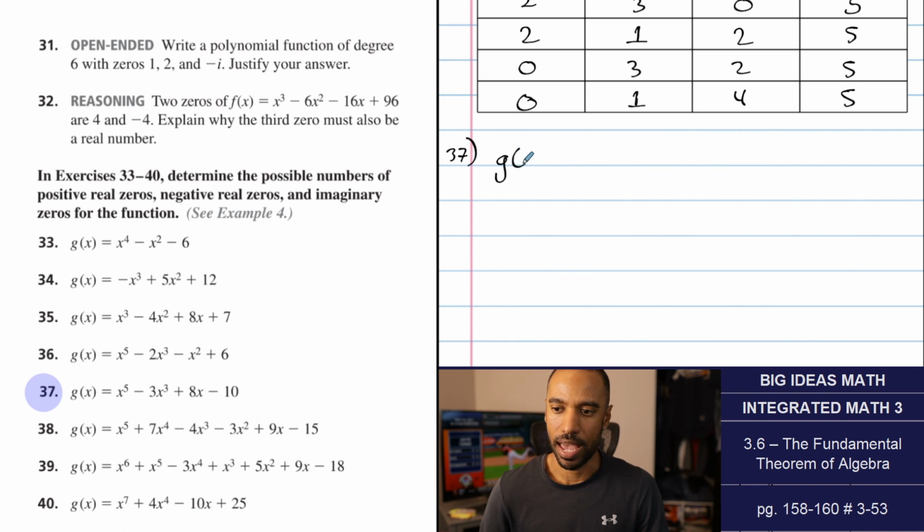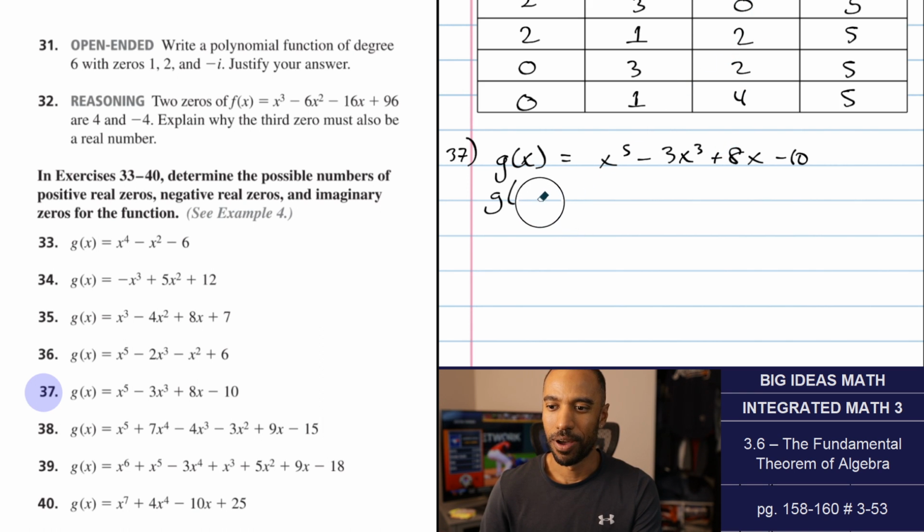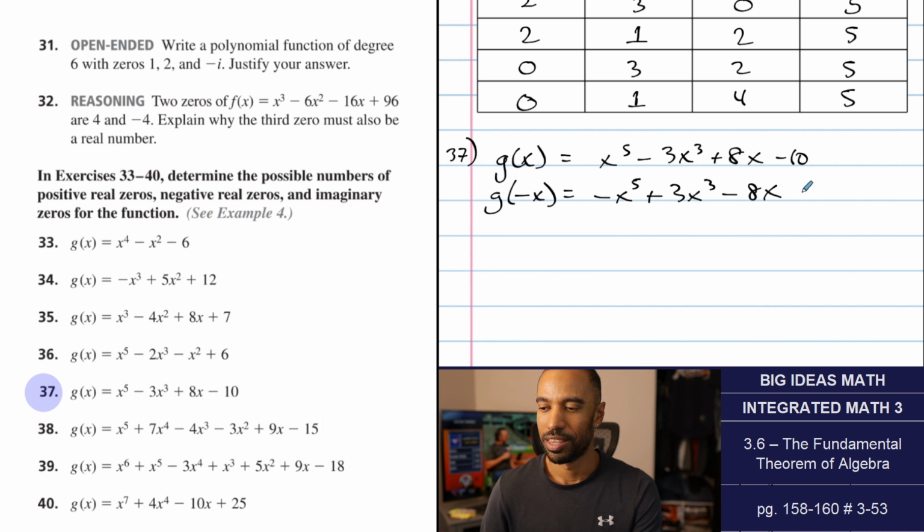Number 37, we have, in the original, a few sign changes. And let's get the negative 1 out right now. Let me just erase that instead of undo. I hate when it registers so much for things to undo there. G of negative x equals, this is negative. This will change sign as well. This will change sign as well. This sign will stay the same.